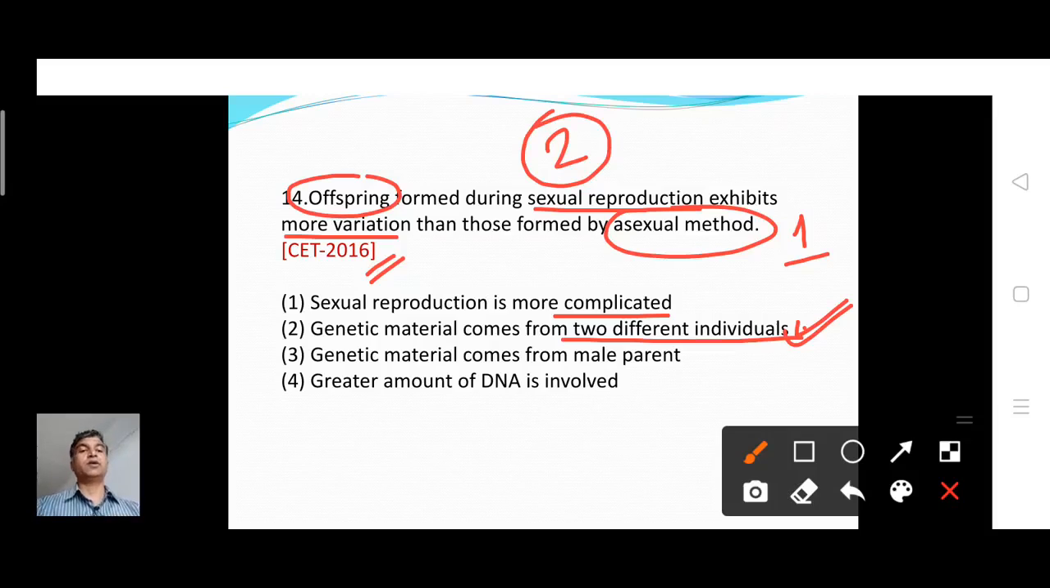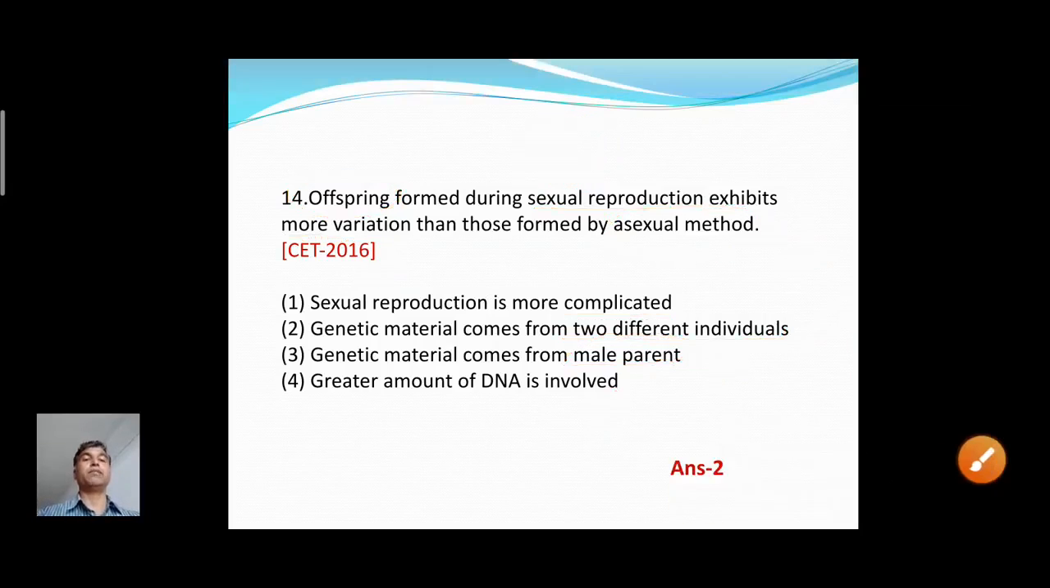Now, third statement. Genetic material comes from the male parent. This is the wrong one. Not only from the male parent, also from the female parent. The greater amount of DNA is involved? No. The amount of DNA involved is not related to the variation. In asexual reproduction also, the same amount of DNA is involved. Here statement 2 is correct. Genetic material comes from two individuals is the correct answer. It is biparental reproduction.